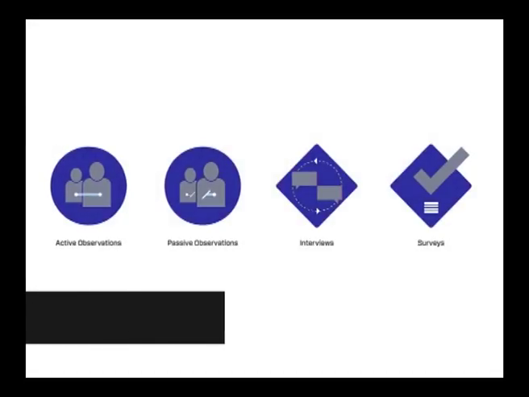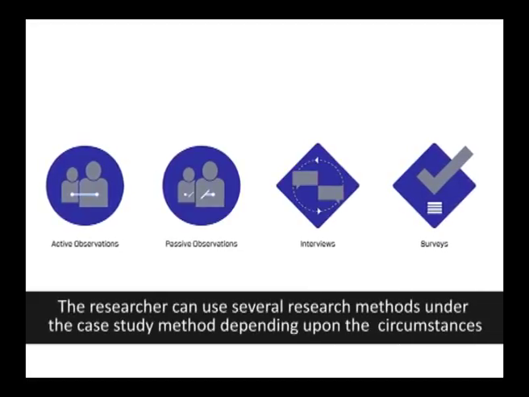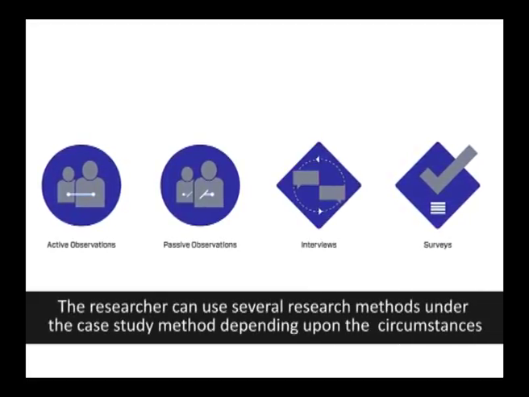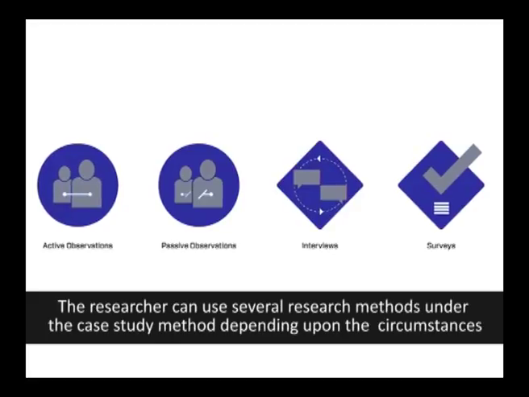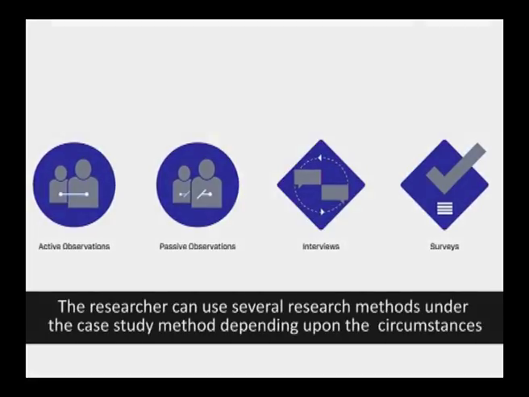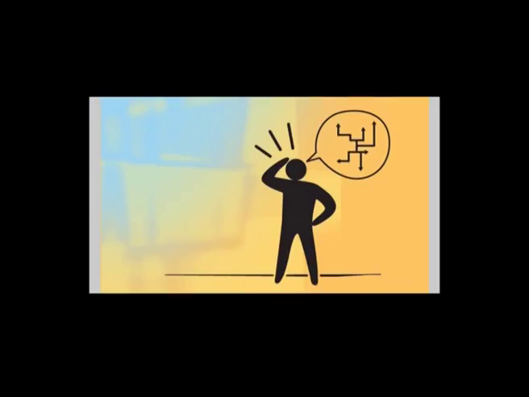Use of several research methods. The researcher can use one or more of the several research methods under the case study method depending upon the prevalent circumstances. Limitations of the case study method. Unrealistic assumptions. Case study method is based on several assumptions which may not be very realistic at times, and as such the usefulness of case data is always subject to doubt.